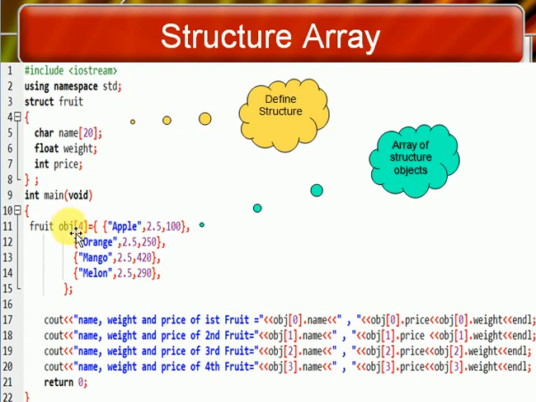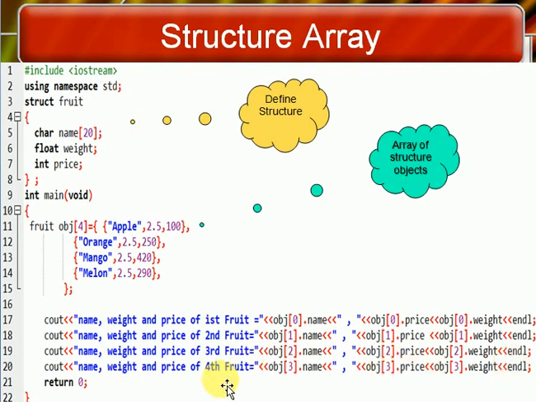So that is the structure array initialized with these values, and then the display of these values: the name of the fruit, weight of the fruit and price of the fruit, for the first fruit, obj of 0, then the second fruit, that is obj of 1, the third fruit obj of 2 with name, price and weight, and the fourth one, that is obj of 3.